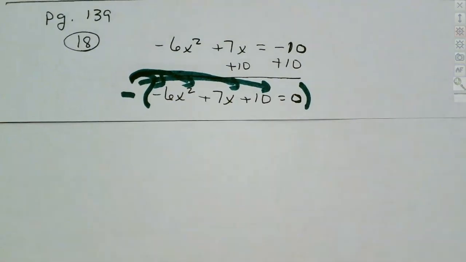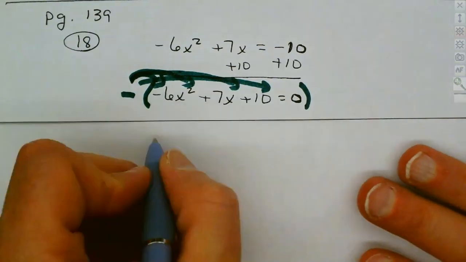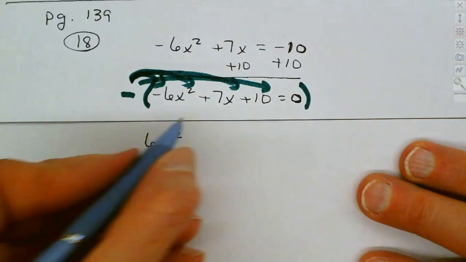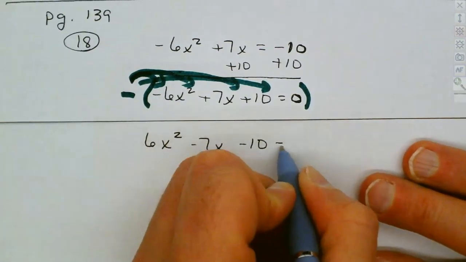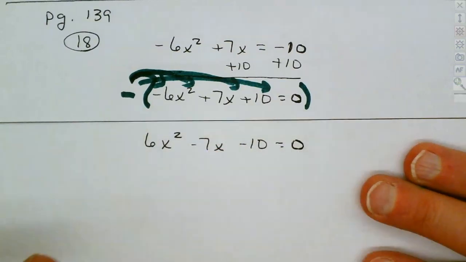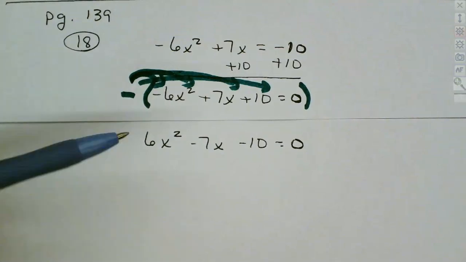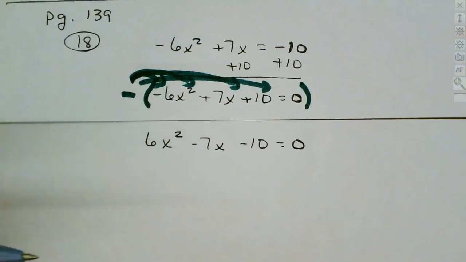Set it to 0. I noticed it was a negative 6x squared, so I'm going to distribute that negative through, and that leaves me with a positive 6x squared, a minus 7x, and a minus 10 equals now 0. Okay, so we are now ready to factor. This one is going to also require us to factor by grouping because of the 6. So the 6 there makes us factor by grouping.